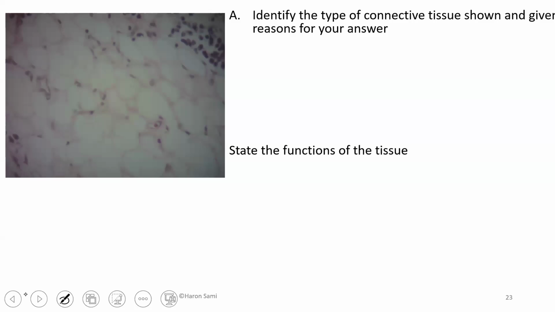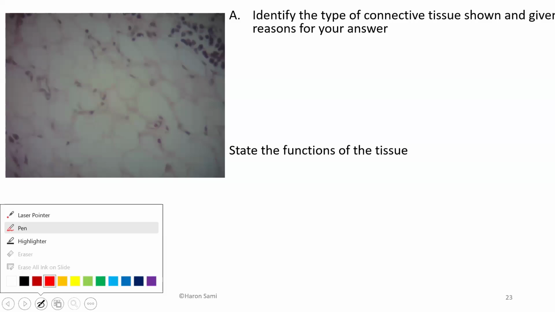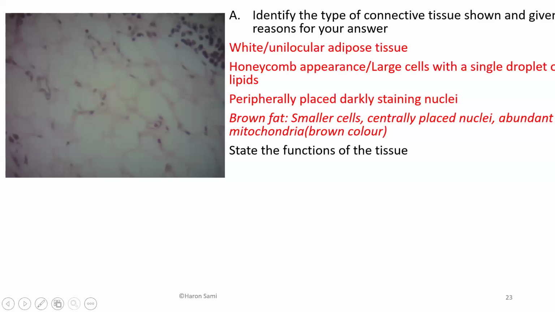Why do you say it's white adipose? Very good. Unilocular appearance, honeycomb appearance, nuclei pushed to the periphery. I think we can also take that. So it's the white or the unilocular adipose tissue. Please go read on the brown adipose tissue and how it would differ from the white. I think you've stated the reasons.